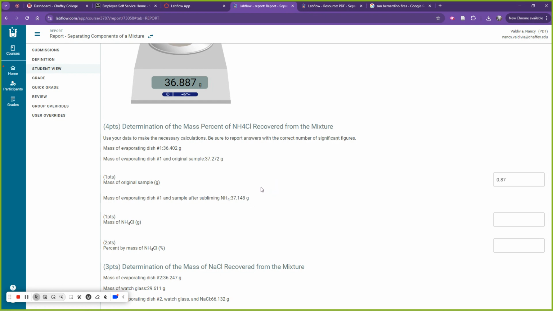The other way to do it is to take this number here and just subtract the mass of the evaporating dish. So let's do that. Let's do the 37.148 minus the mass of the evaporating dish, 36.402. And we end up with 0.746.